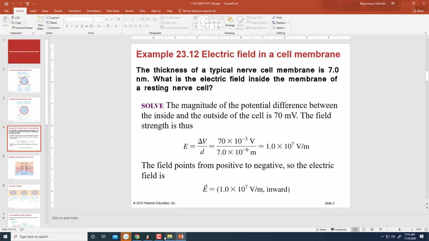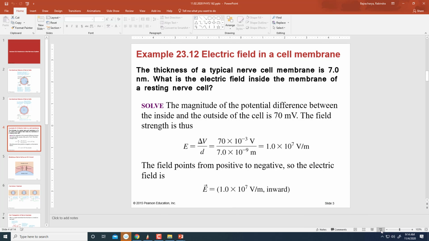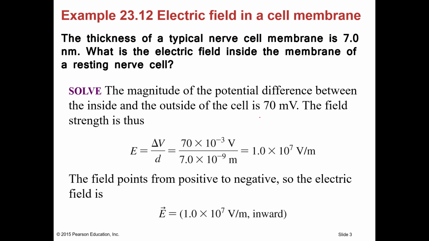And if you do the calculation, you get that number. That is the electric field, which is a really, really large number. Okay, if you produce that much electric field in air, that could produce a spark. Okay, it's a really big electric field inside the cell, in the cell membrane.